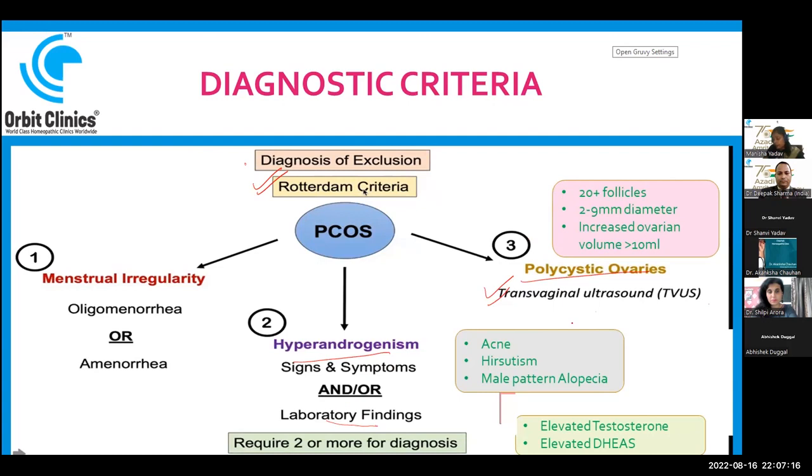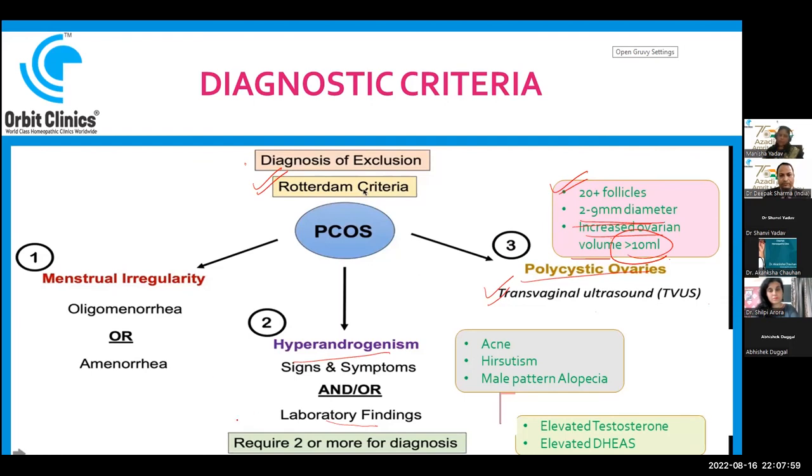For TVS, to diagnose polycystic ovary, there must be 20 or more follicles. Only 4, 5, or 10 follicles is not considered PCOS. At least 20 plus follicles should be there. And all the follicles are very small, not very grown up, with a size between 2 and 9 millimeters. And there is increased ovarian volume. Overall, the volume of the ovaries should be increased, and this is a very important criterion. If the volume is more than 10 ml, then you can consider it PCOS.